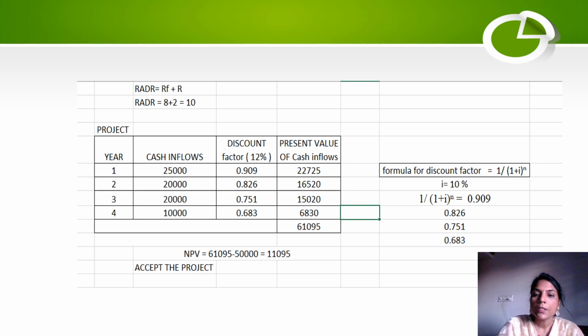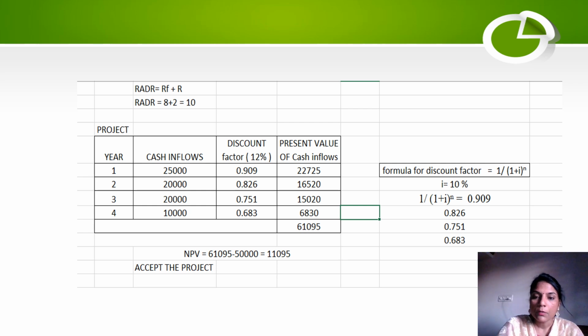If it is 10%, the formula for the discounting factor is 1 divided by (1 plus i) to the power n. If i is 10, it is 1 divided by 1 plus 10 by 100, so 1 divided by 1.1. This will give you 0.909. Here it will be 0.826, 0.759 for the second year, third year. Every time we will keep on dividing by 1.1.